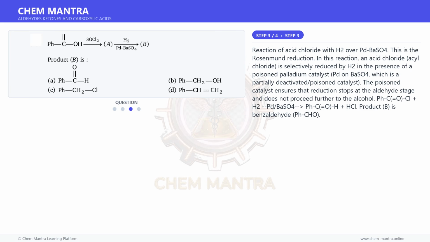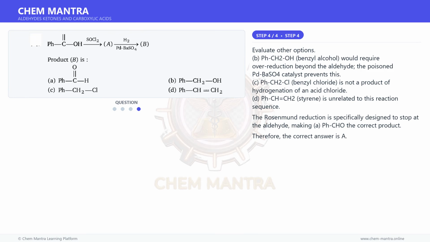PhC=OCl plus H2, Pd BaSO4, gives PhC=OH plus HCl. Product B is benzaldehyde, PhCHO. And for the final step, evaluate other options.